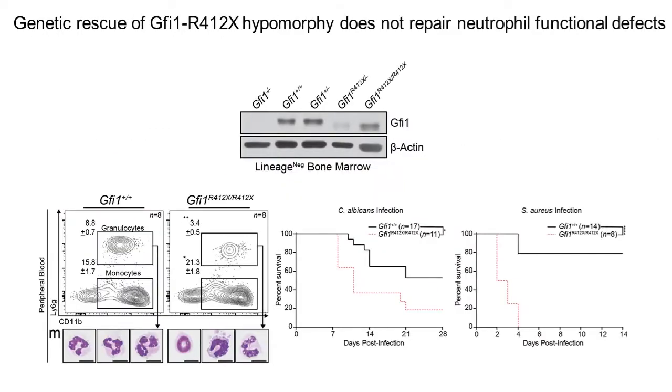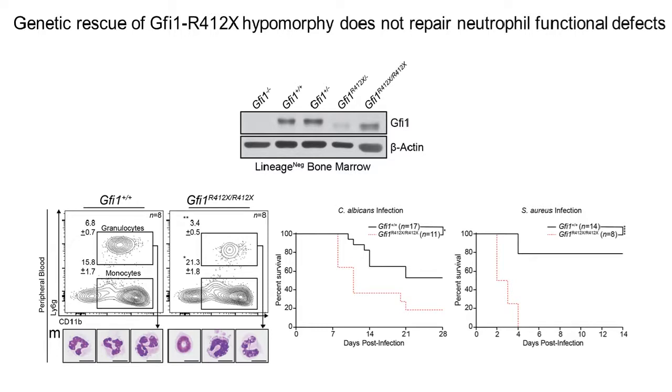In an effort to understand the cause of these defects, we remembered that the R412X mutant makes less GFI1 protein. So we hypothesized that this was a hypomorphic mutation. So we bred the mice to homozygosity and found that this partially rescued GFI1 protein levels as well as neutrophil levels. However, those neutrophils still have immature or abnormal morphologies.